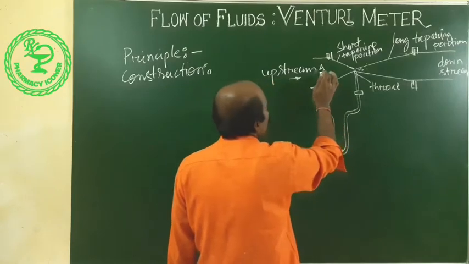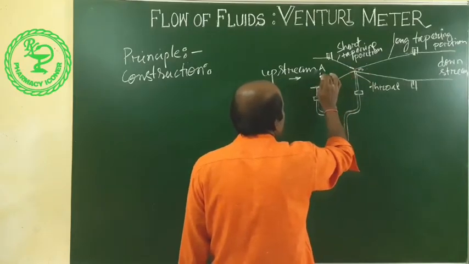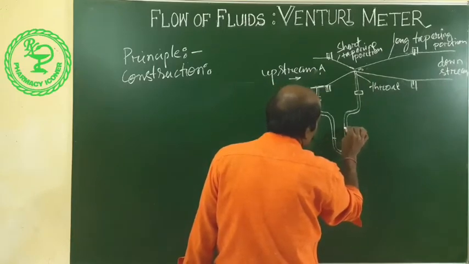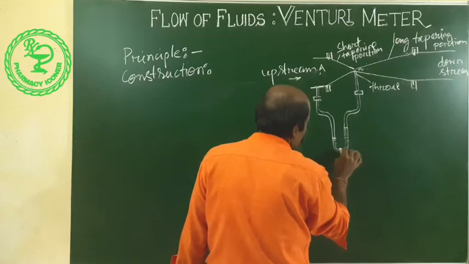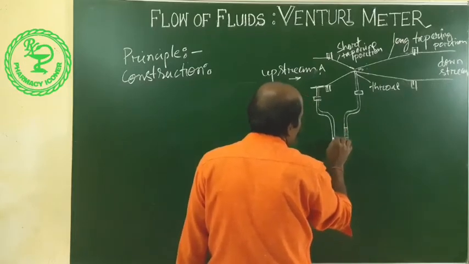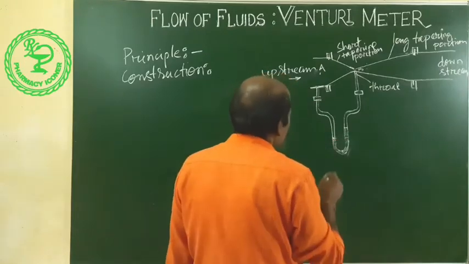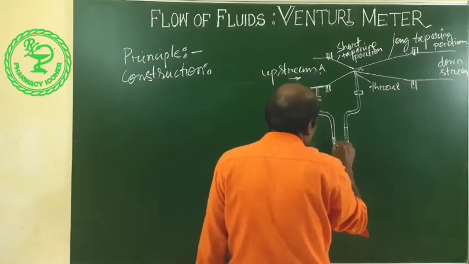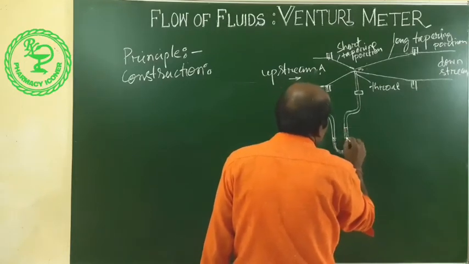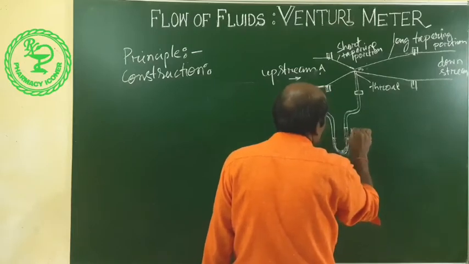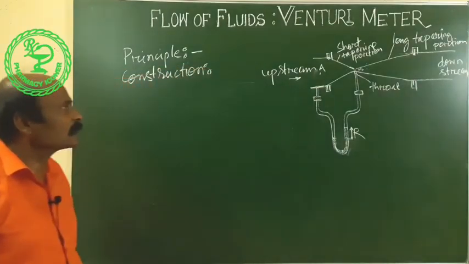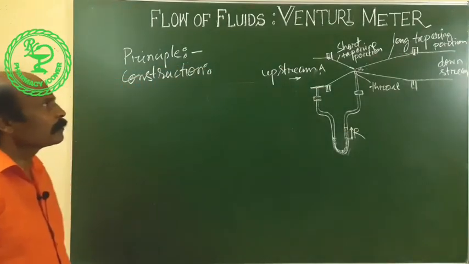Now here the pressure is high, here pressure is low. So in the manometer, the meniscus of the two liquids will be like this. The liquid of this arm will be high and the liquid meniscus of the other will be low. This is the R or delta H. This is the construction of a venturimeter.